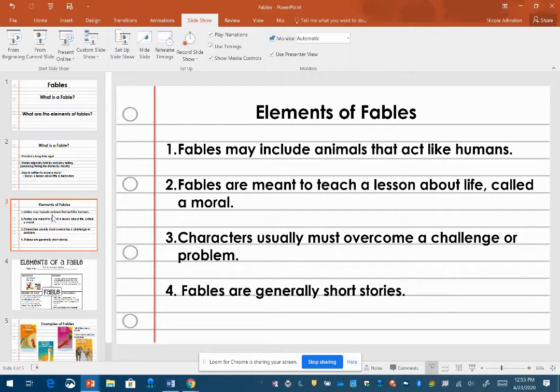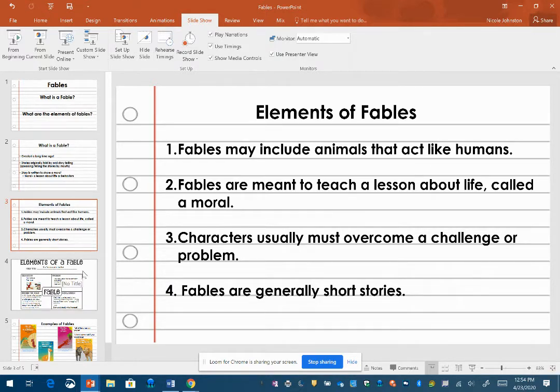Fables are also meant, as we mentioned before, to teach you a lesson about life, and that's what we call a moral. We talk about that in other stories, not just fables. So a moral is an important part of a fable. Usually throughout fables, there's some type of problem and then a solution to that problem. The characters in the stories face these challenges and they do whatever it takes to overcome them. Sometimes they have other characters in the stories that are supporting them.